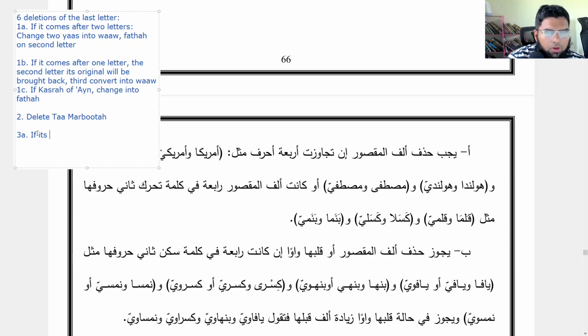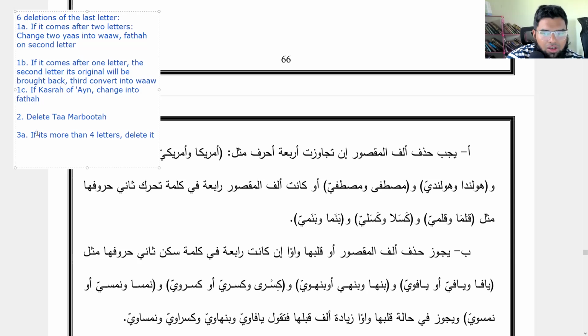If it's more than 3 letters or 4 letters, delete. We'll just write: while more than 4 letters, delete it. Obviously, delete it. It's easier, because let's say أو كانت الألف المقصور رابعة أو في كلمة تحرك الثاني حروفها مثل قلما قلما, you say قلمي قلمي, كسلا كسلي, fine. بنما بنمي.